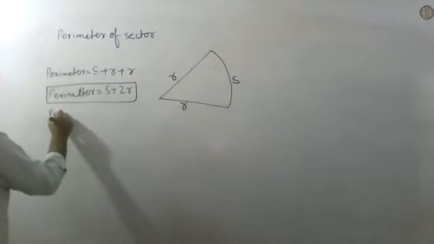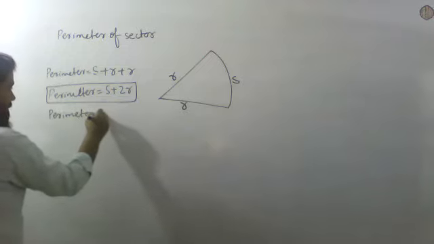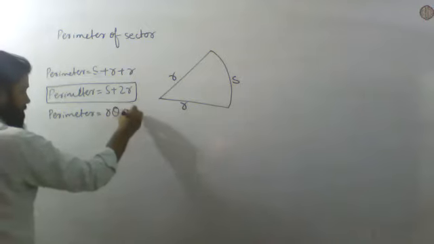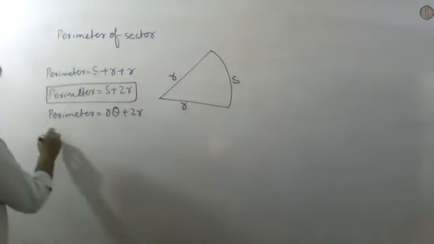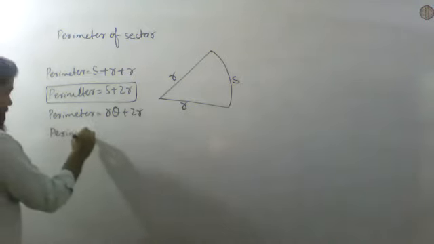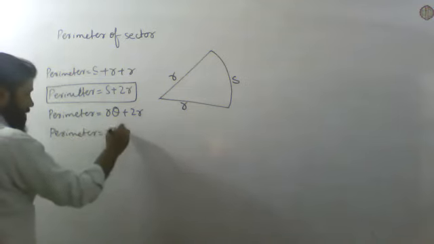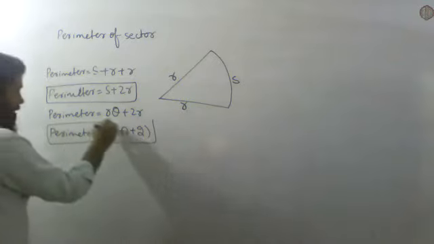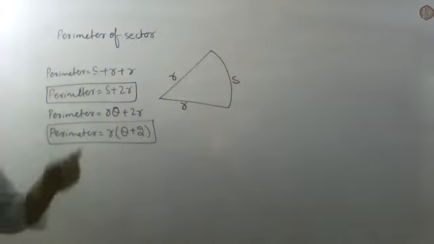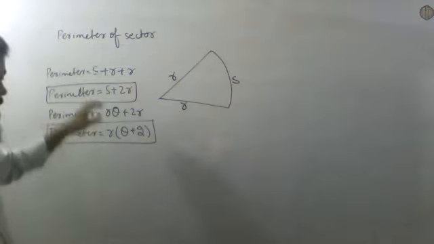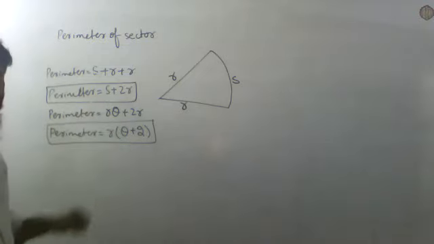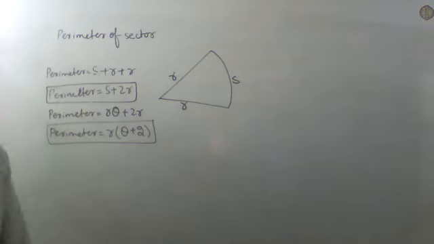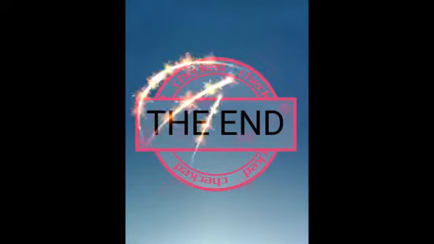And we know that S, that is arc length, is equal to R theta. So if R is taken common, perimeter is R times theta plus 2. That is also a formula to find perimeter. If arc length and radius are given, you will apply the first formula to find the perimeter. If radius and the center angle are given, you will apply this formula to get the perimeter.